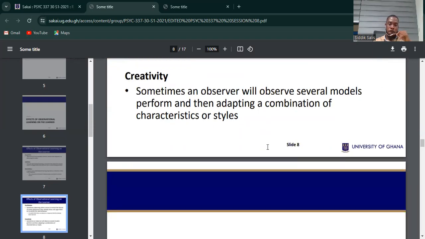Creativity. We say sometimes an observer will observe several models perform and then adopt a combination of characteristics or styles. And this one is easy for us to know. You understand? You learn from different people, and then you combine everything: this one has A behavior, B behavior, C behavior.